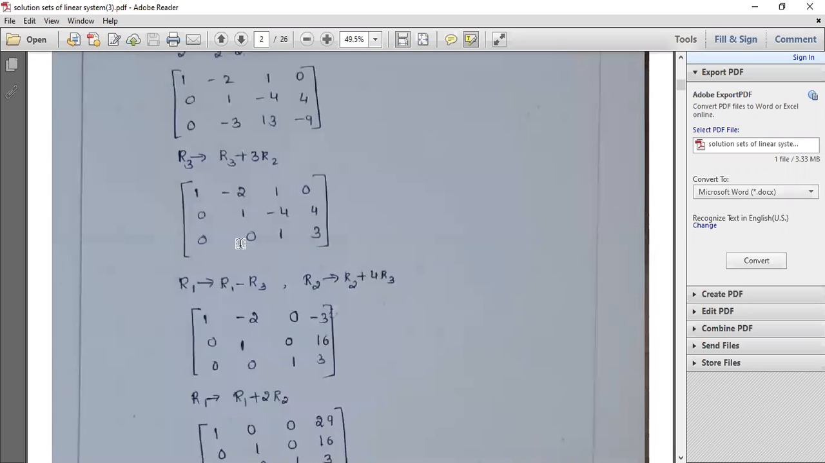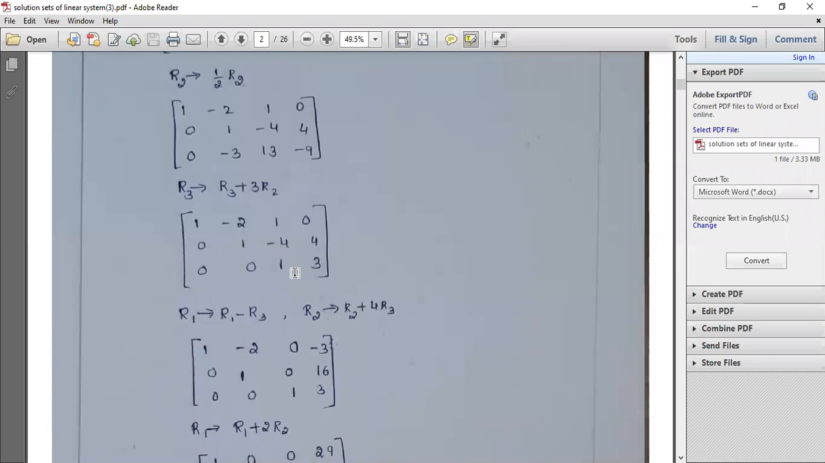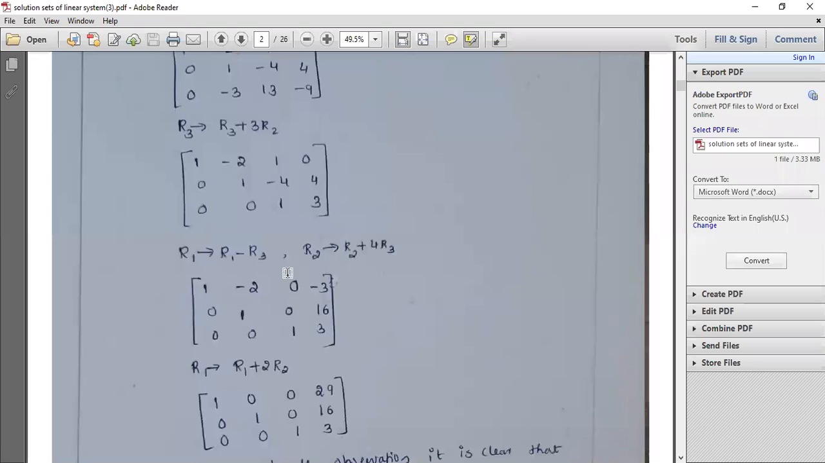Okay, so once we do this, the next stage I think we have to change R3. Is that so? Yes, ma'am. Yeah. Then what do I get?